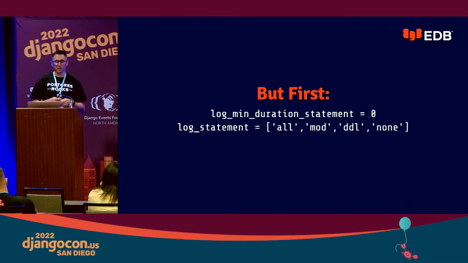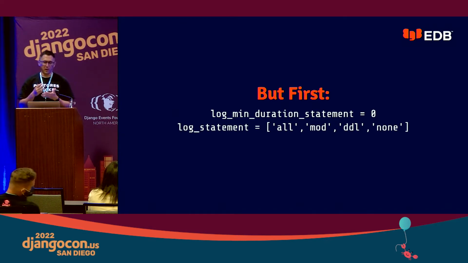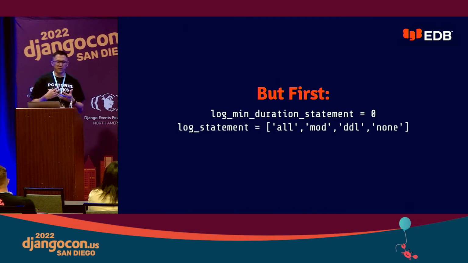The second parameter is log_statement, and this is a choose one or the other. So it's all, mod, ddl, or none. The default is none. You can change it to ddl, so any kind of alter statement or create table, create index, those kinds of statements will get logged to the PostgreSQL log as well. Using mod will print only the modification DML, which is insert, update, delete, truncate, things like that. When you use all, all statements get logged.